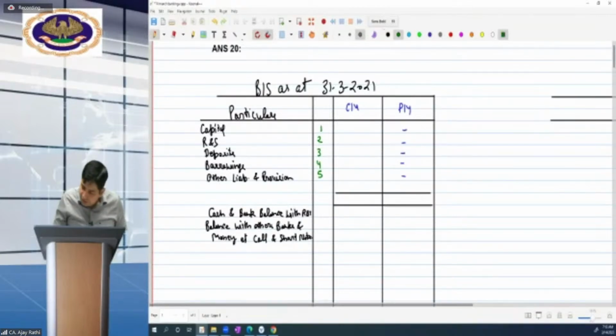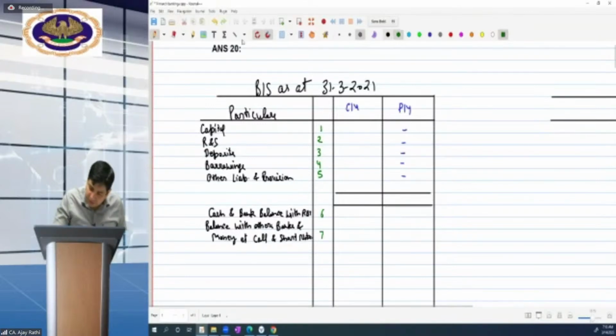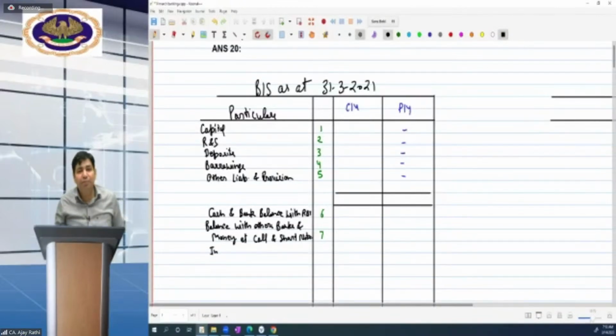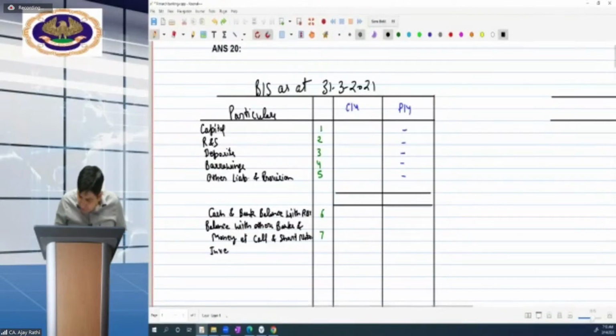So this is number 6 and then 7th, and the next one is of course investment. We have grouped them here: the starting 2 points belong to cash, and the next 2 points belong to investments. The main purpose of a bank is to give loans and advances, and investment is also a side purpose.